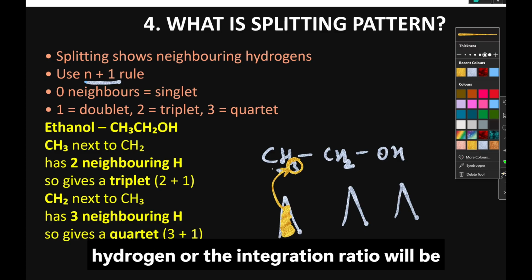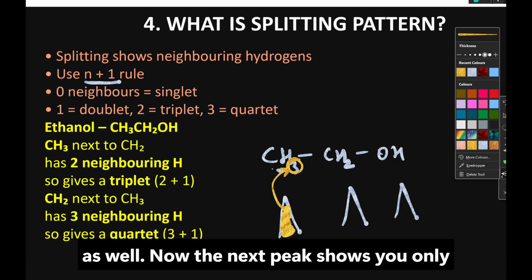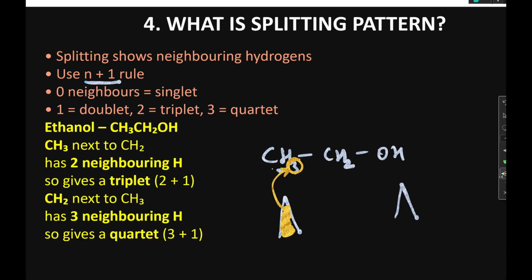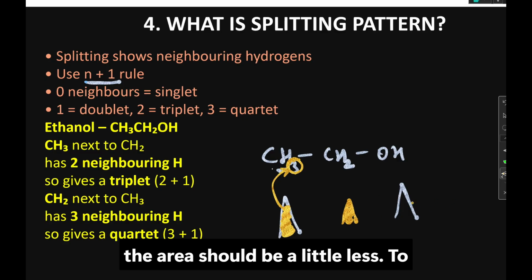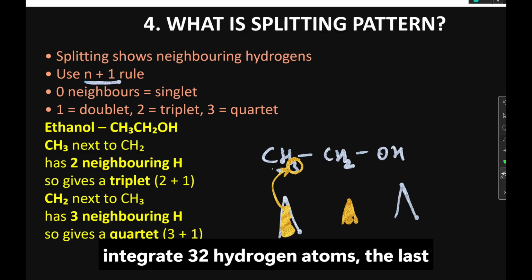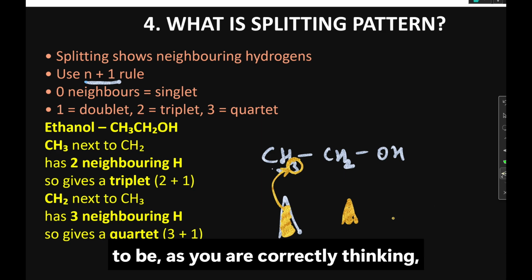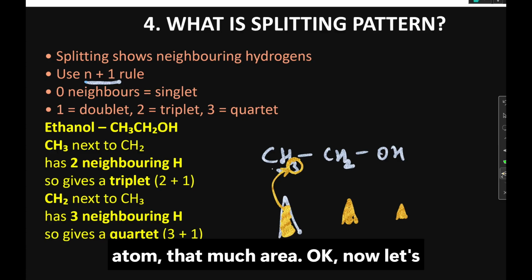It should show you that there are three hydrogens, or the integration ratio might be given to you as well. Now the next peak shows only two hydrogens, so I will have to make this peak a little smaller, because the area should be a little less to integrate two hydrogen atoms. The last one, which is one hydrogen atom, has to have correspondingly that much area.